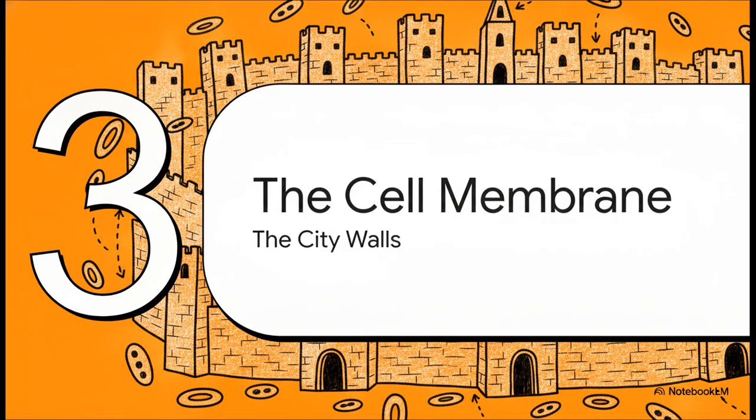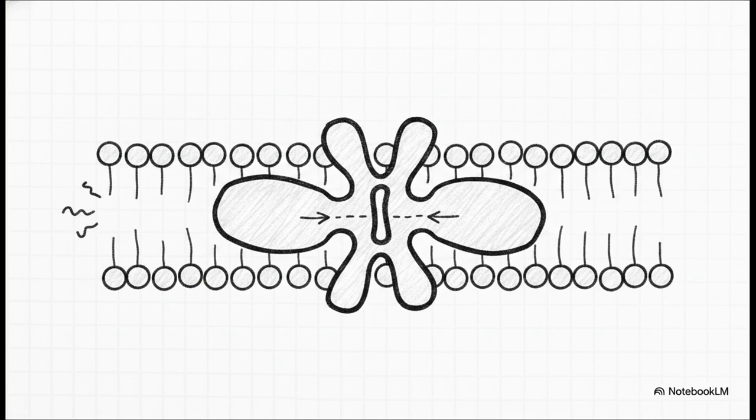Section 3. The cell membrane, the city walls. Okay, so if the advanced eukaryotic cell is like a bustling microscopic city, it obviously needs walls and security checkpoints, right? To understand these walls, we look at the fluid mosaic model, which was proposed by Singer and Nicholson. The membrane isn't just a rigid, boring brick wall. Actually, scratch that. It's a dynamic, actively moving phospholipid bilayer that's completely studded with proteins.